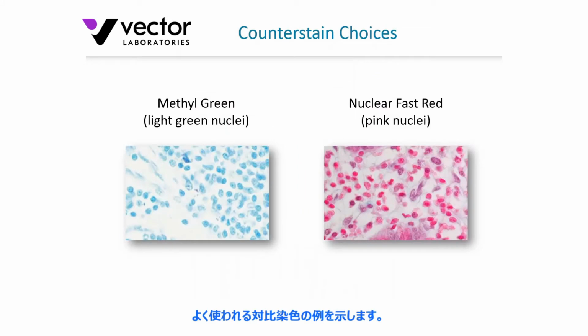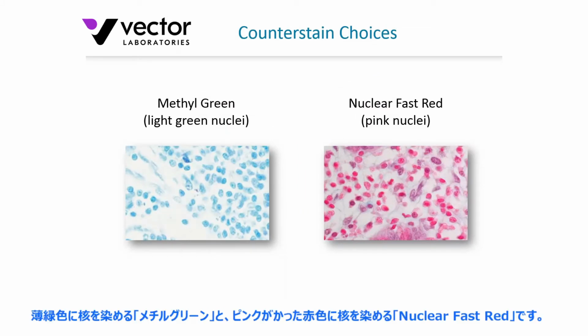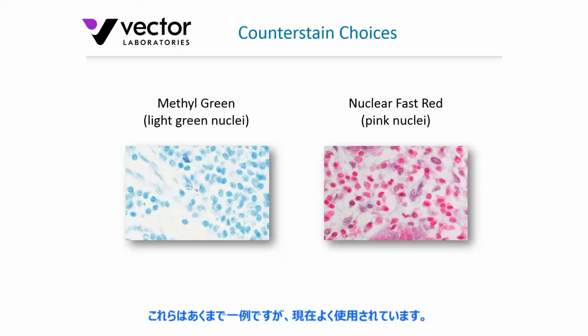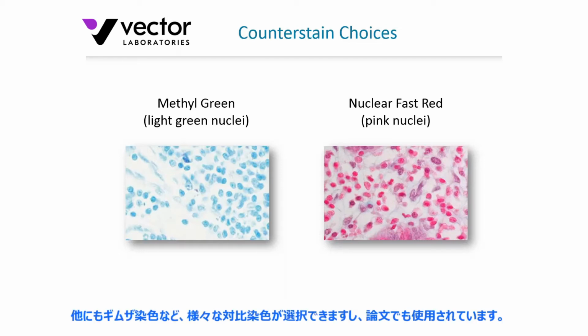Here's some other counterstain choices that are popular out there as well. Methyl green, that gives you a light green nuclear stain, and nuclear fast red that gives you sort of a pinky red nuclei. Now, these counterstain choices are not exhaustive by any means, but they're the most popular ones to use. And you'd have to probably have a fairly good reason of why you'd want to wander away from these or look at others like Giemsa stains or something like that. Again, not an exhaustive list, and others certainly do use and publish on using other counterstain choices.